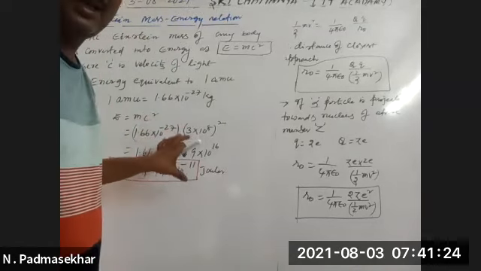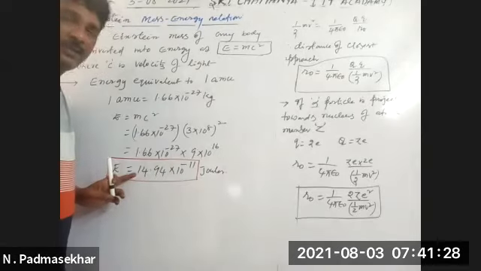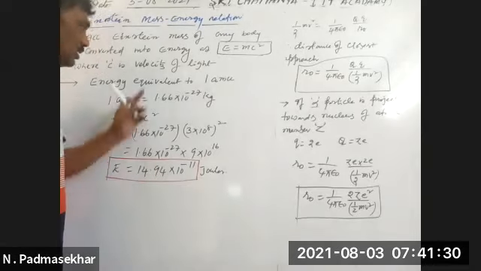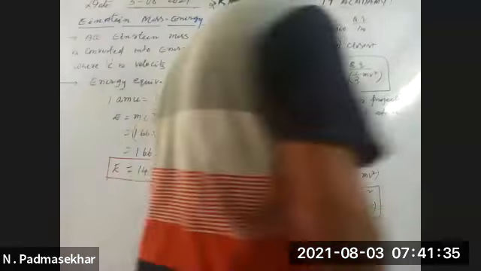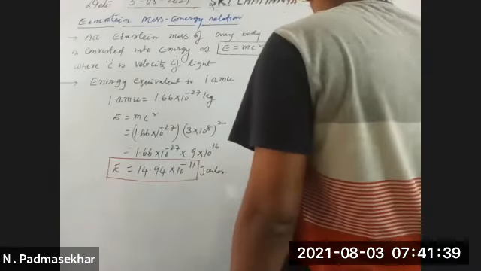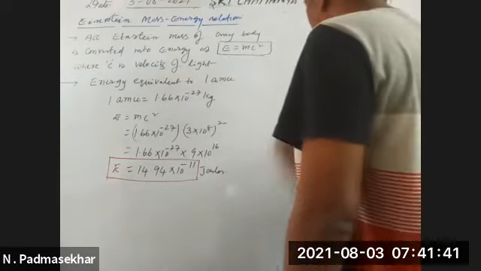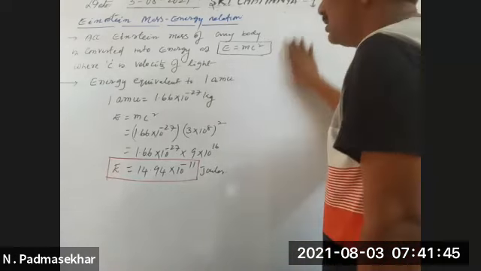So this is the energy equivalent to, what is it? Suppose 1 AMU mass is converted into energy. How much energy is released? 14.94 into 10 power minus 11 joules of energy is released.